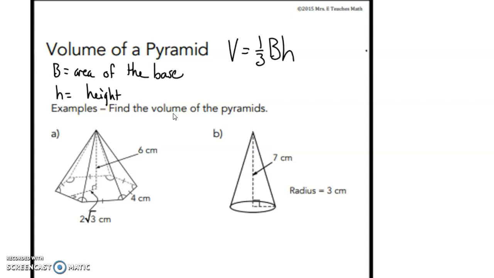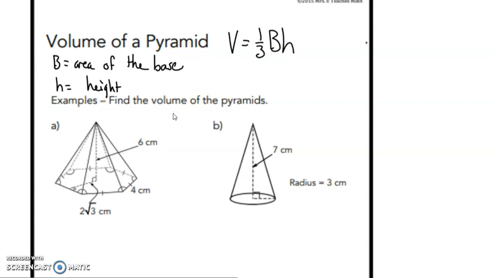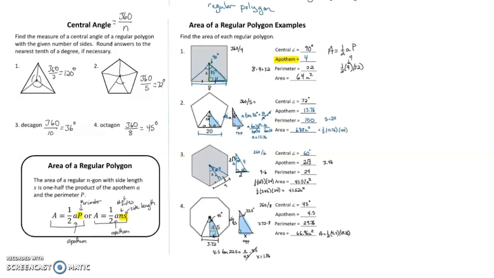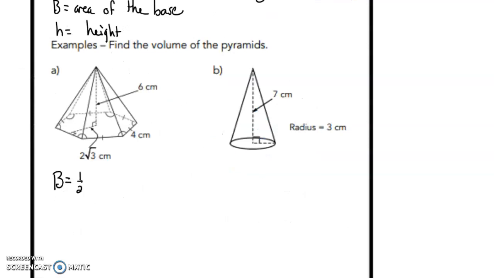Okay, so if we go ahead and do this, we have our first sample here. The base is a hexagon, a regular hexagon. So once again, for our area of the base, we're going to use our formula for the area of regular polygons like we've learned previously, 1/2 apothem times perimeter. So 1/2, the apothem is 2 square root 3. We see that right here. This is the apothem. And then the perimeter of the base: each side is 4, and there are 6 sides. So 4 times 6 is 24.